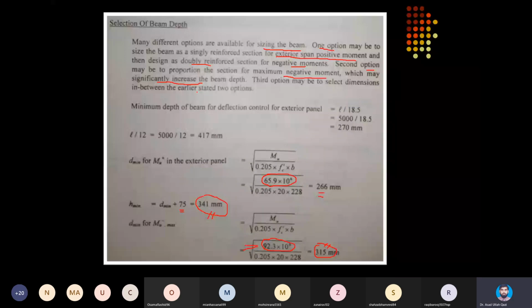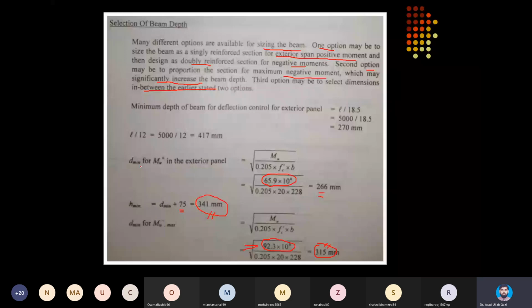Third option what they are proposing is to select the dimension in between, so take average of both. But I suggest you that if the first interior is not too high, as in our case in this example problem as well, the difference between the 65 and 92 is not that much, and if you will select 315 rather than 266, there is not much increase in the minimum, so you should go for second option.